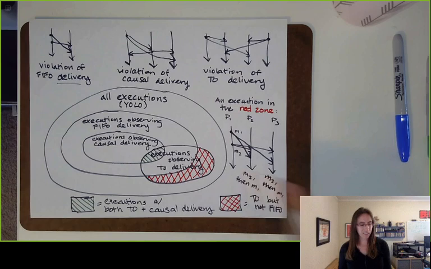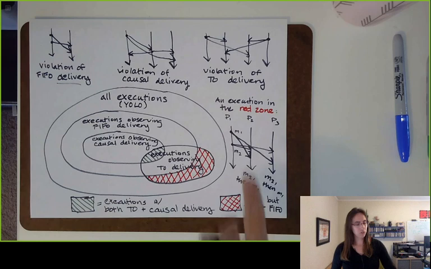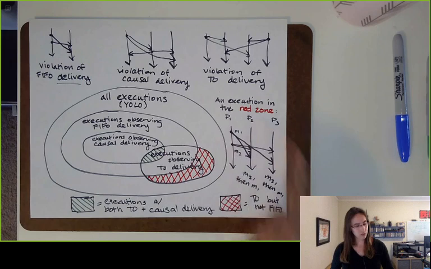So that observes totally ordered delivery. Totally ordered delivery says that if a particular process delivers messages in a certain order, then so does everybody else who delivers those messages. So this would be an execution that falls into this funny looking red zone here.